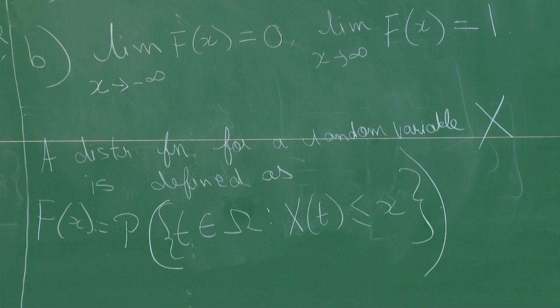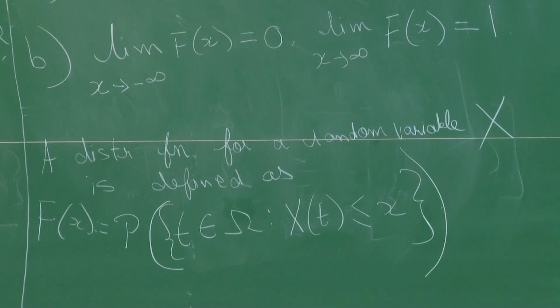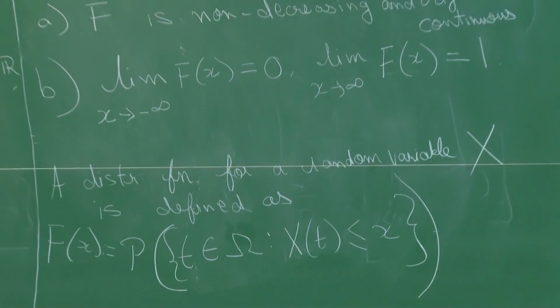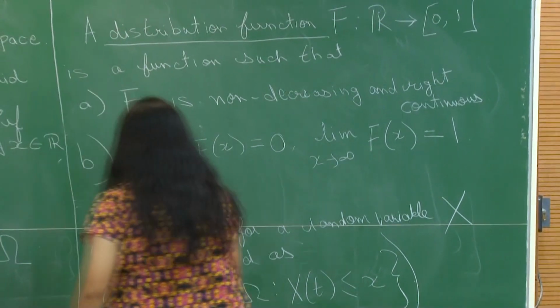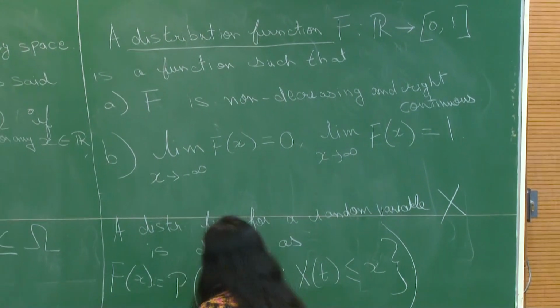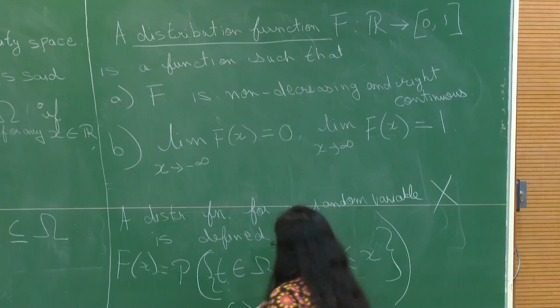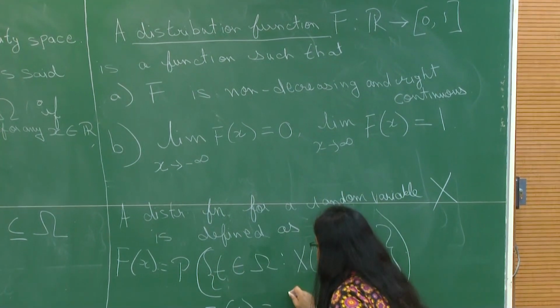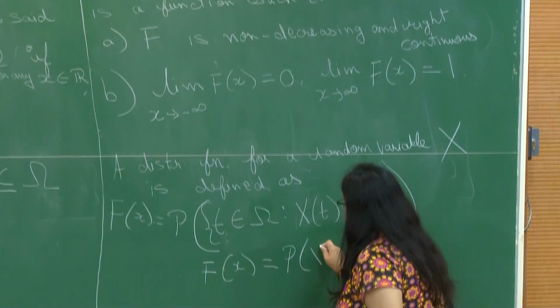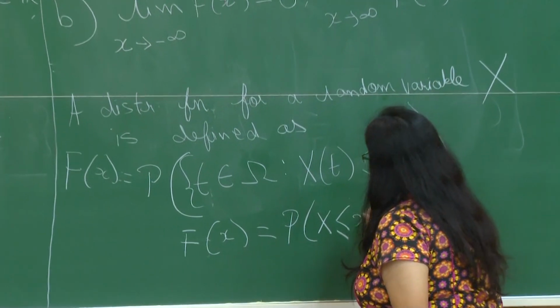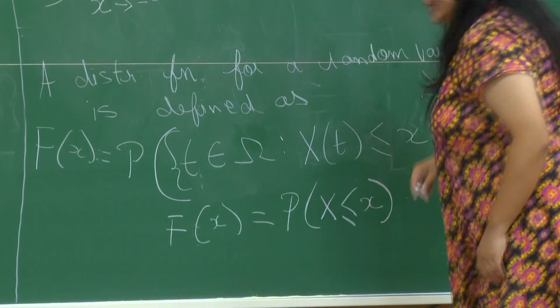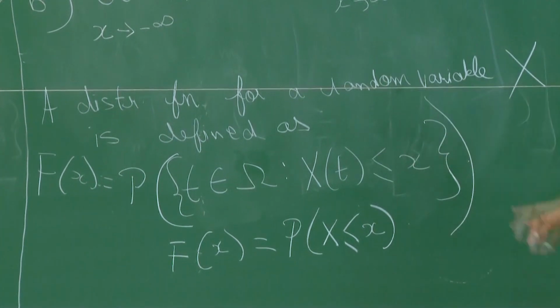You can verify that this function f will satisfy the conditions above, and a shorthand notation of this is that capital F of x is equal to the probability of capital X less than or equal to x. This is your shorthand notation for this function.